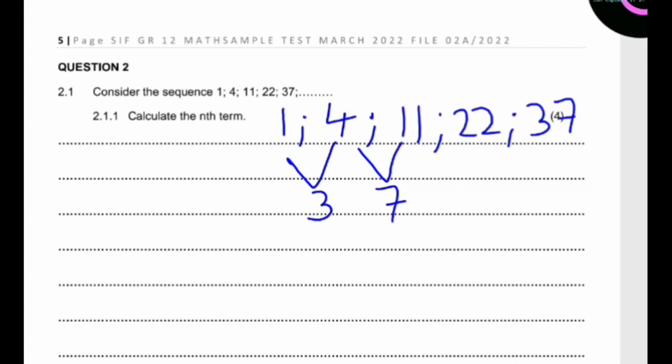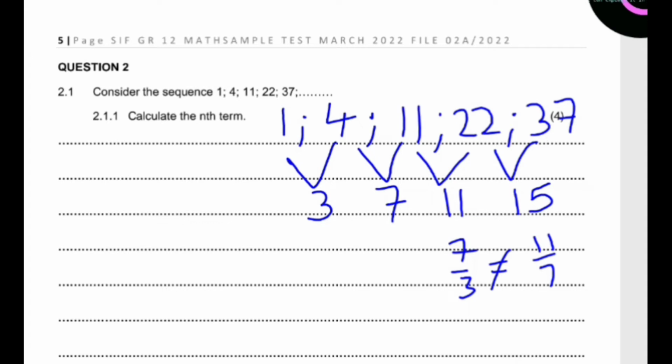Okay? 11 and 22, there is 11. 22 and 37, there is 15. Again, it's not a geometric sequence. We don't have a common ratio. Common ratio, if I say 7 divided by 3, 7 over 3, I would check if it's equal to 11 over 7. It's not equal. So it's not a geometric. The only way I can do this, let's look at the second difference.